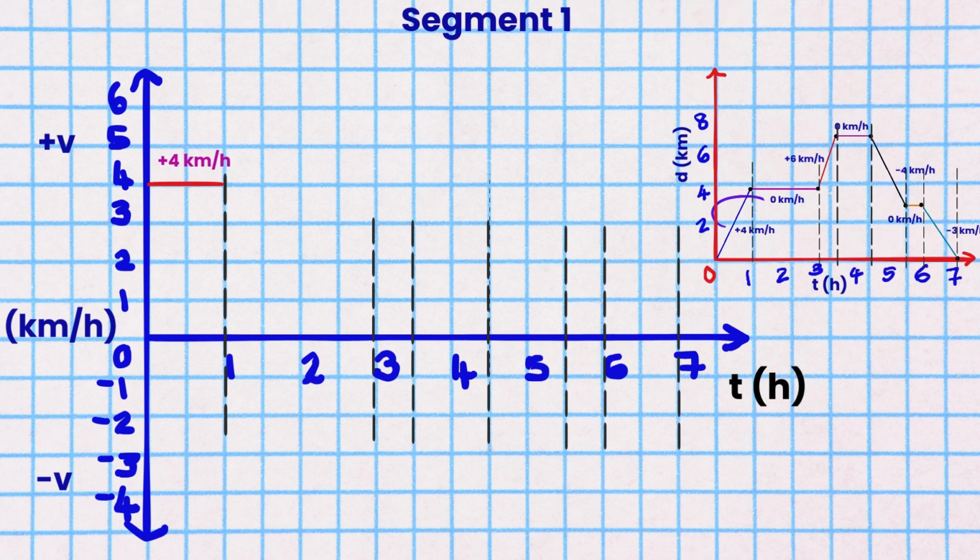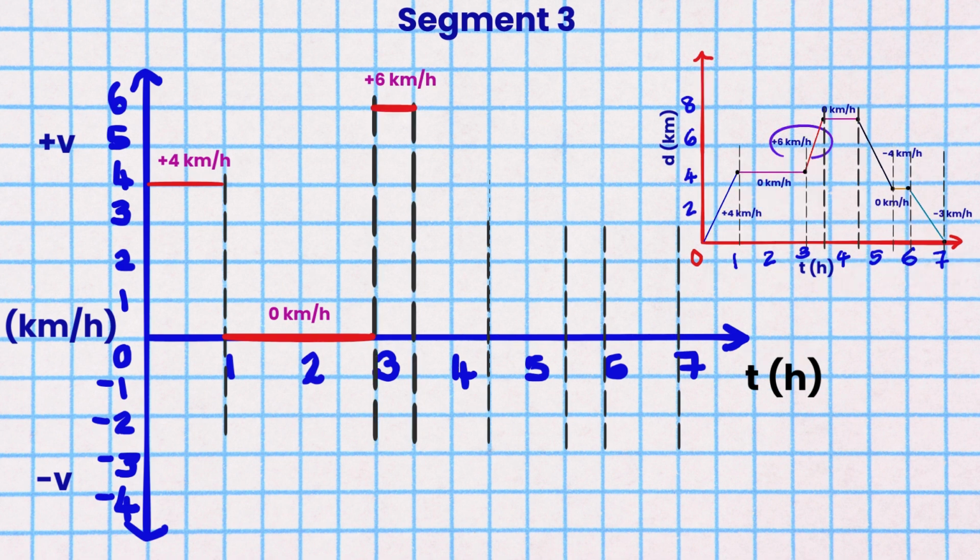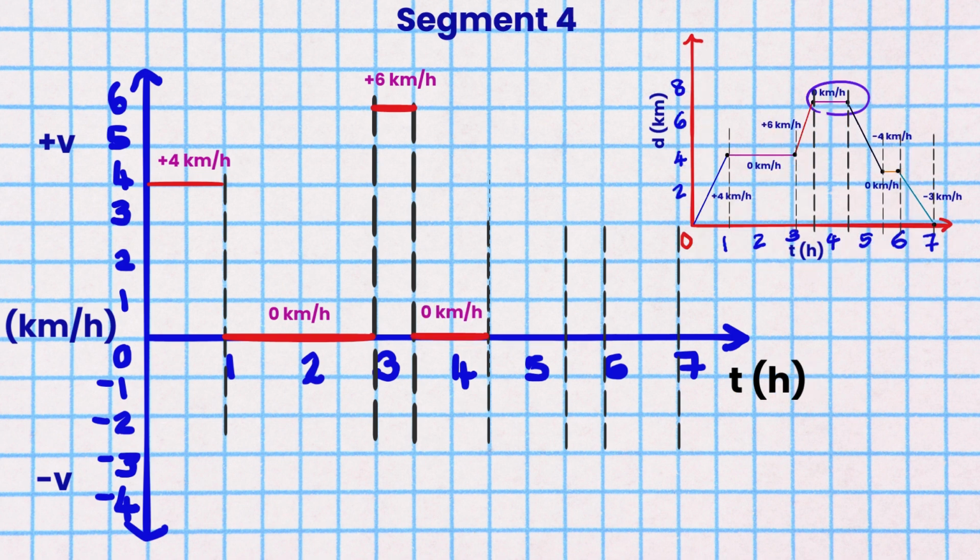So segment 1 equals plus 4 kilometer per hour. So draw a horizontal line for plus 4 kilometer per hour in segment 1. And for segment 2, it is 0 kilometer per hour, so you'll just draw a horizontal line on the time axis. Segment 3, draw a horizontal line for plus 6 kilometer per hour. For segment 4, draw a horizontal line on the time axis, indicating the velocity is 0 kilometer per hour.